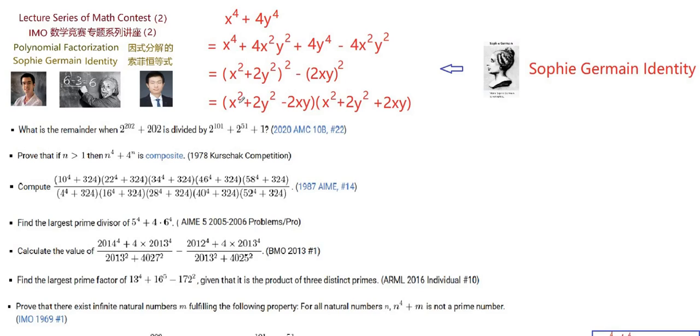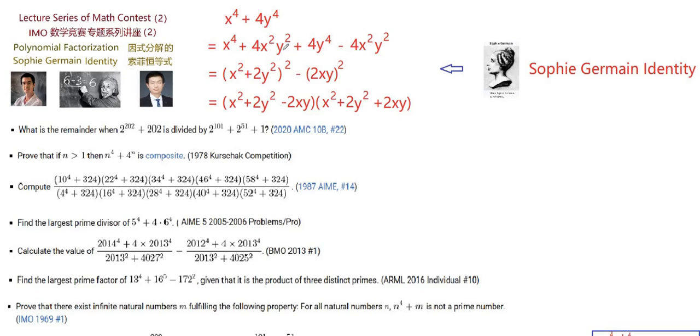Today, we will introduce the Sophie Germain identity. This is the Sophie Germain identity. Sophie Germain is a scientist from a few hundred years ago. The identity looks simple, but it is widely used in a lot of math contests. So today, we will use her method to solve at least 7 problems. All of these problems are math contest problems. Some of them are IMO problems.